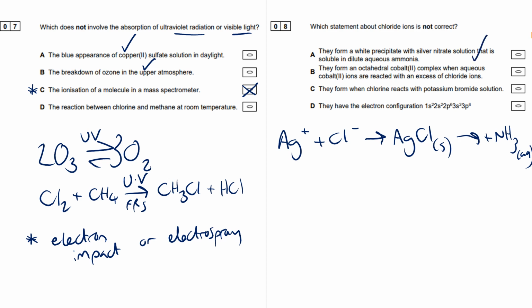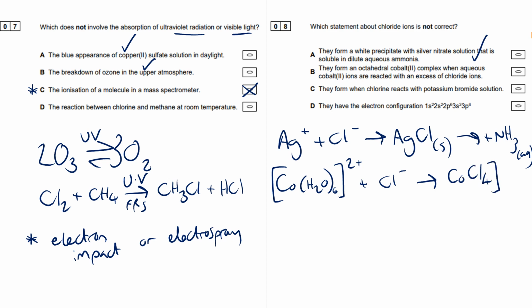Statement B, do they form an octahedral complex when aqueous cobalt ions, remember if you've got an aqueous transition metal in solution, it exists as the hex-aqua complex. When that reacts with an excess of chloride, would your complex be octahedral? It wouldn't be octahedral because chloride is a bigger ligand than water. So you'll only get 4 chlorides fitting around the transition metal. So it becomes tetrahedral, not octahedral.